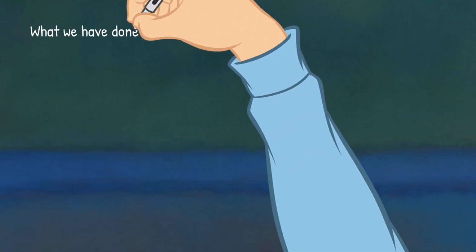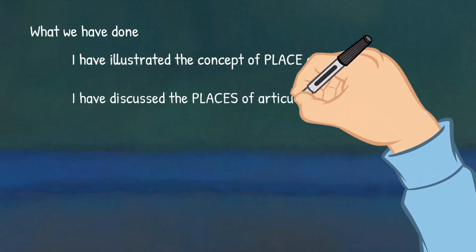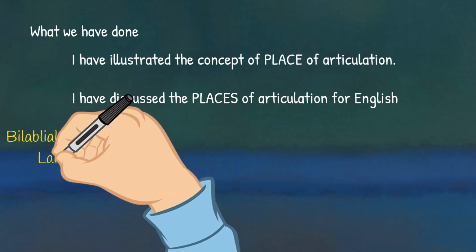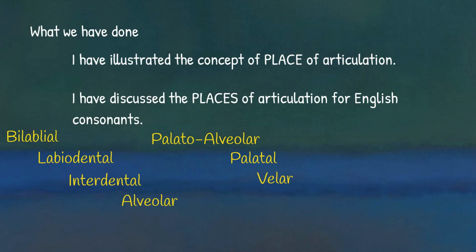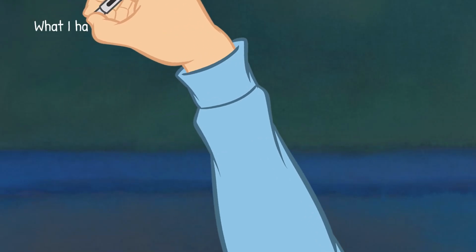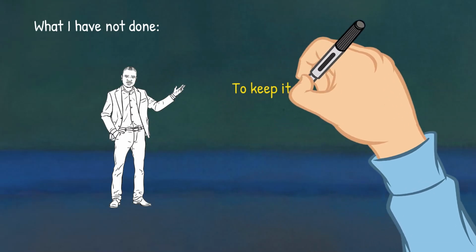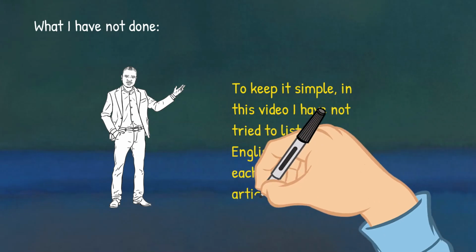Here's what we've done. I've taken English as an example in order to walk you through examples that illustrate the concept of place of articulation. We've looked at these places of articulation in English: bilabial sounds, labiodental sounds, interdental sounds, alveolar sounds, palatoalveolar sounds, palatal sounds, velar sounds, and glottal sounds. But there's one thing I haven't done. And the one thing I haven't done is that I haven't tried to list every single English consonant there is at each of the places of articulation that I've introduced to you.